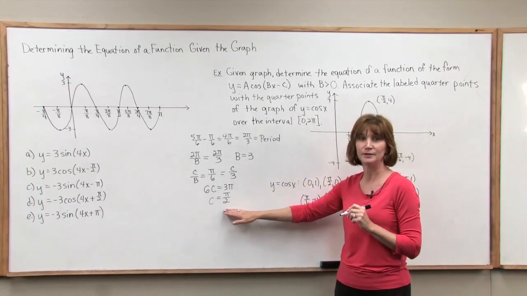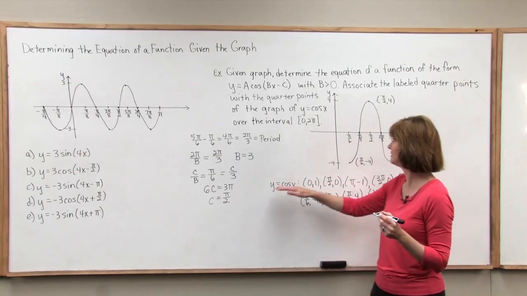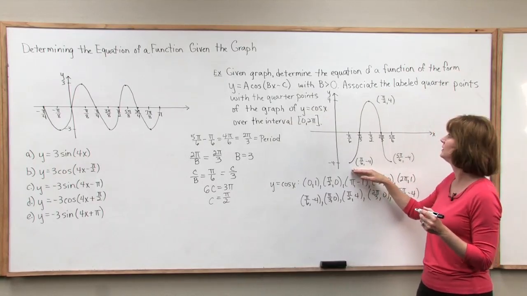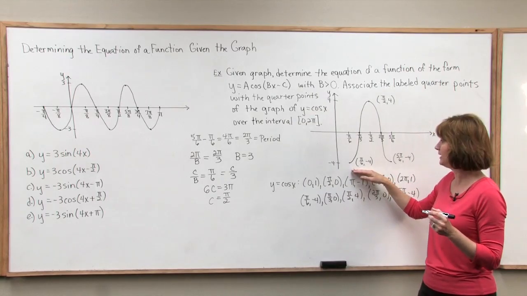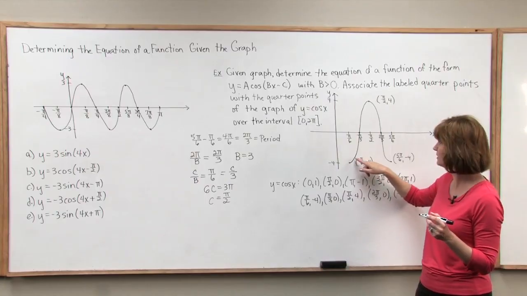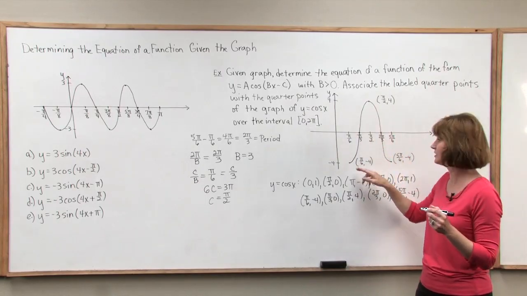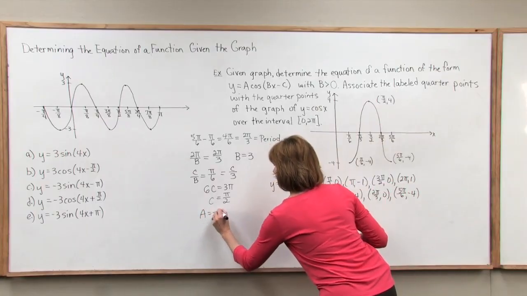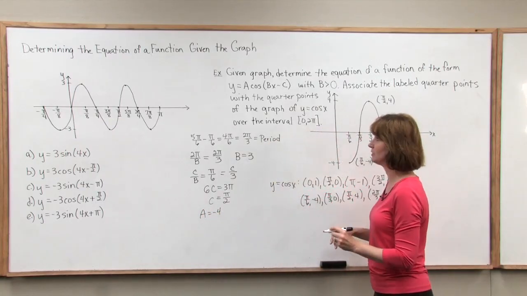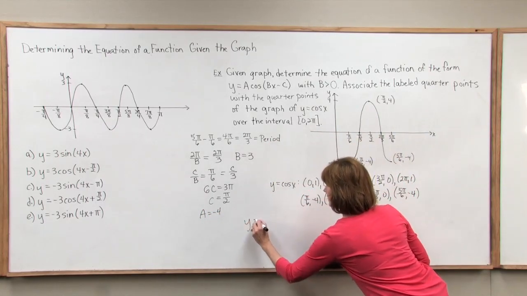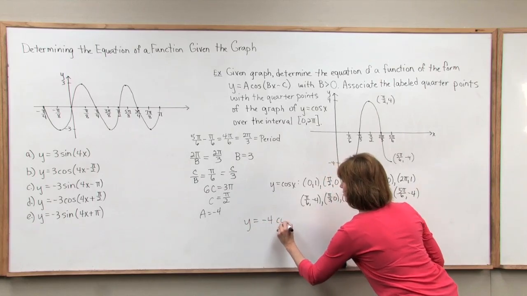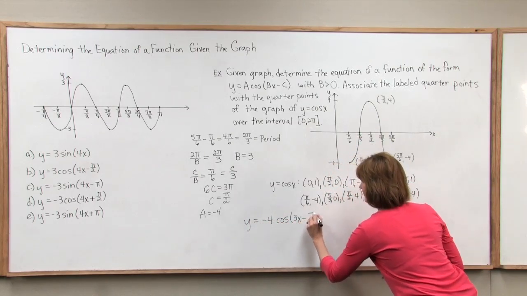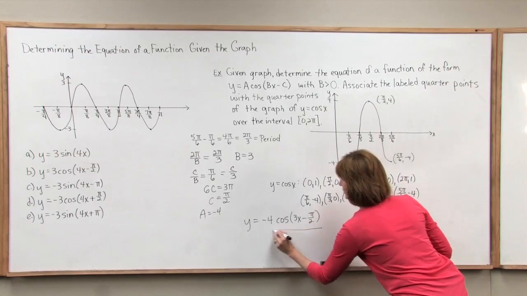So we know b, we know c, we need to find a. Well, looking at this graph, we can easily determine the amplitude is 4. But be careful, a is not positive 4. Notice that this cosine is increasing first, which tells me that a is negative 4. So now we can write our function. A is negative 4, b was 3, and c was pi over 2.